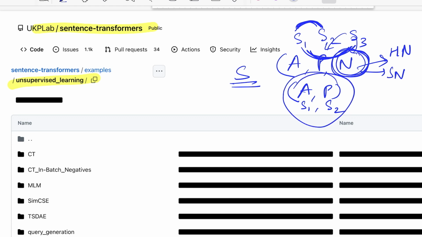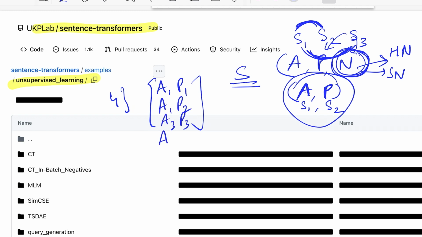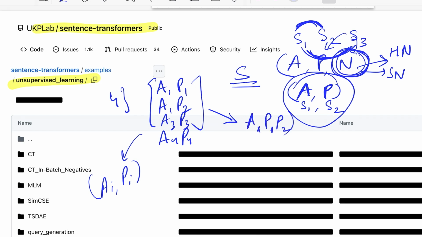So we have, let's say, a pair, where A is sentence 1 and B is again sentence 2. In a batch of 4, let's say you have A1, P1, A2, P2, A3, P3, A4, P4. Each of these Ai and Pi are treated as positive pairs, which means in semantic space they should be closer to each other. Now you extrapolate your dataset in the form of A1, P1, P2; A1, P1, P3; A1, P1, P4. So these are the three data points that you create and then train your model.